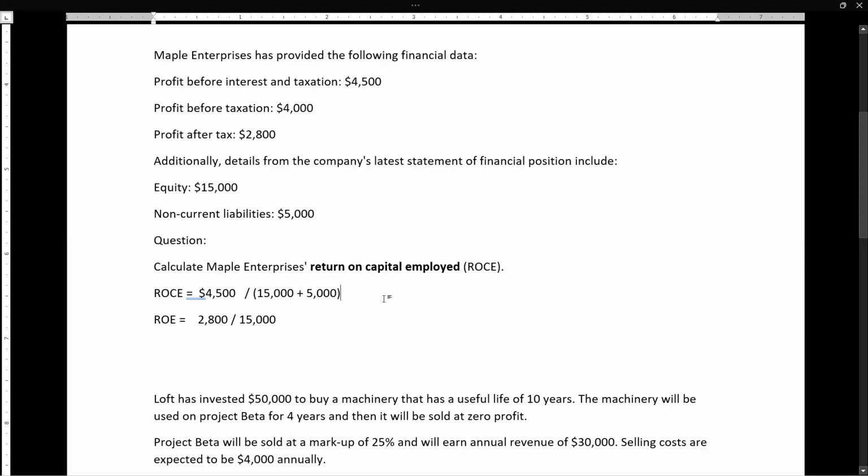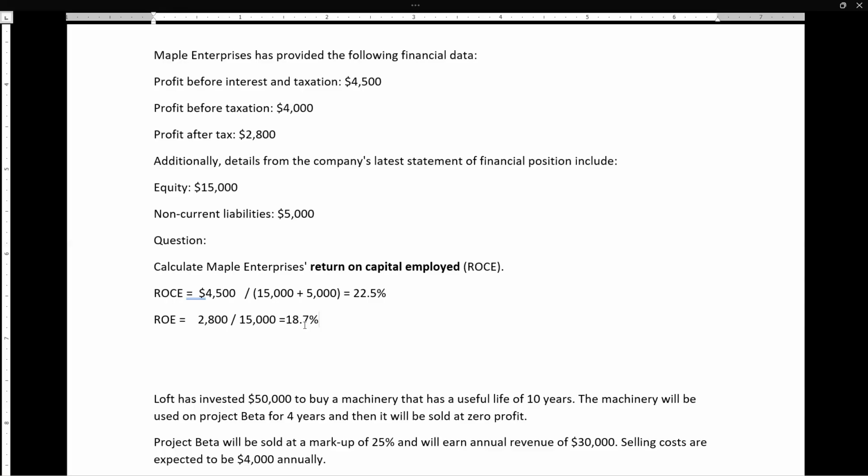Now let's calculate the values of that. So return on capital employed, we would have 4,500 divided by 20,000. It would be 22.5%. Return on equity would be, we would take 2,800 divided by 15,000, that is 18.7%.